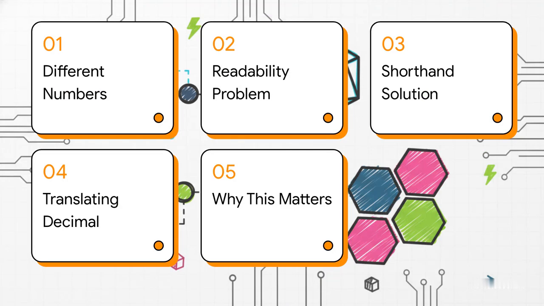First, we'll introduce the main players, the different number systems. Then, we'll dig into why the computer's favorite language, binary, is a real pain for us humans. After that, we'll reveal the brilliant solution. I'll show you exactly how to do the translations yourself. And finally, we'll connect all of this to the real world.